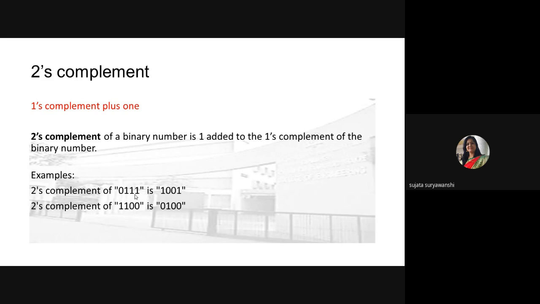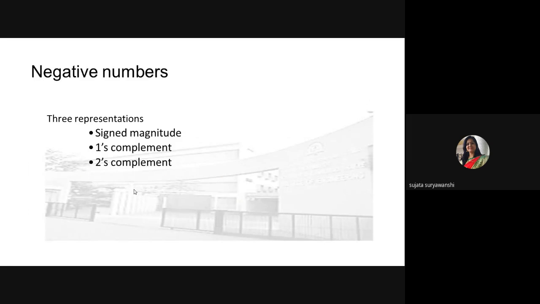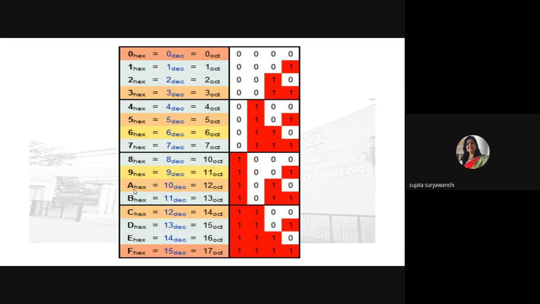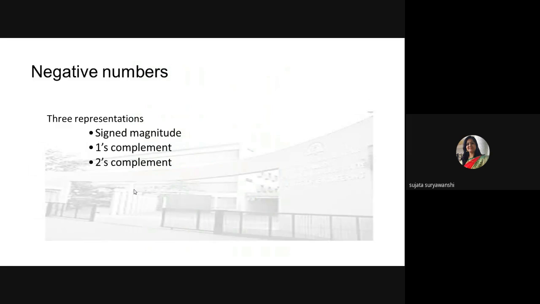Sign magnitude, sir. Yes, ma'am. For sign magnitude, right now you only require this: if the number is a sign magnitude number, then the MSB bit of that number is reserved for sign. To show sign, the MSB bit is reserved.